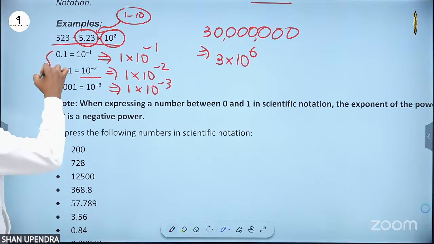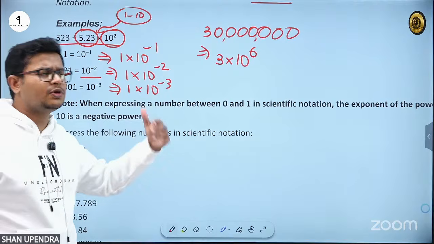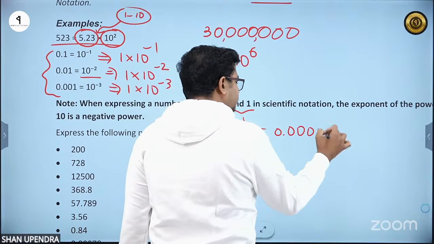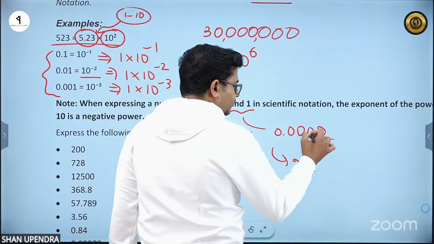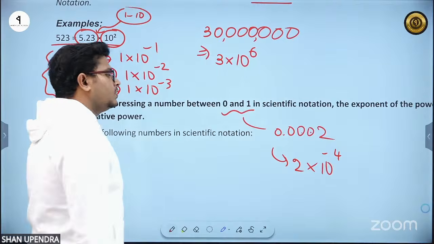So if you represent a value between 0 and 1, like 0.0002, then you can represent it as 2 into 10 to the minus 4. 2 into 10 to the minus 4.